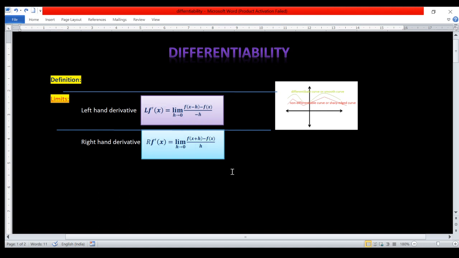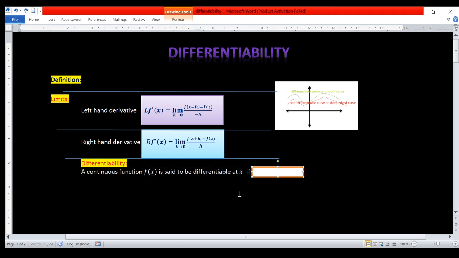Differentiability. The definition for differentiability: a continuous function is said to be differentiable at x if L f dash of x is equal to R f dash of x. So only continuous functions can be taken to test whether the function will have differentiation or not. The differentiability test should be done only for continuous functions. If not continuous, immediately you can say not differentiable.